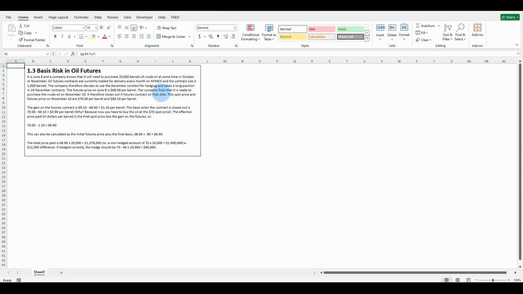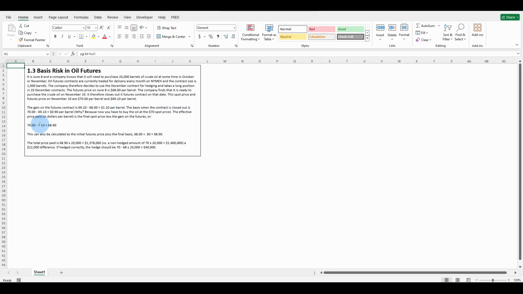The company finds that it is ready to purchase the crude oil on November 10th. It therefore closes out its futures contract on that date. The spot price and futures price on November 10th are $70 per barrel and $69.10 per barrel. The gain on the futures contract is $69.10 minus $68 equals $1.10 per barrel. The basis when the contract is closed out is 70 minus 69.10 equals $0.90 per barrel. Why? Because now you have to buy the oil at the $70 spot price.